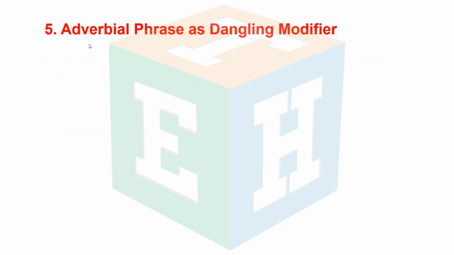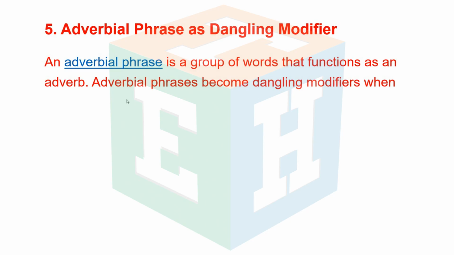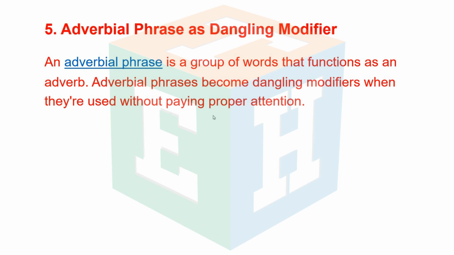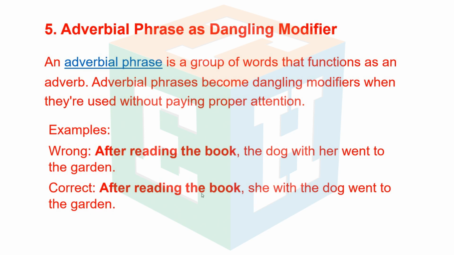Number 5, adverbial phrase as dangling modifier. An adverbial phrase is a group of words that function as an adverb. Adverbial phrases become dangling modifiers when they're used without paying proper attention. Examples: wrong, after reading the book, the dog with her went to the garden. Correct, after reading the book, she with the dog went to the garden.